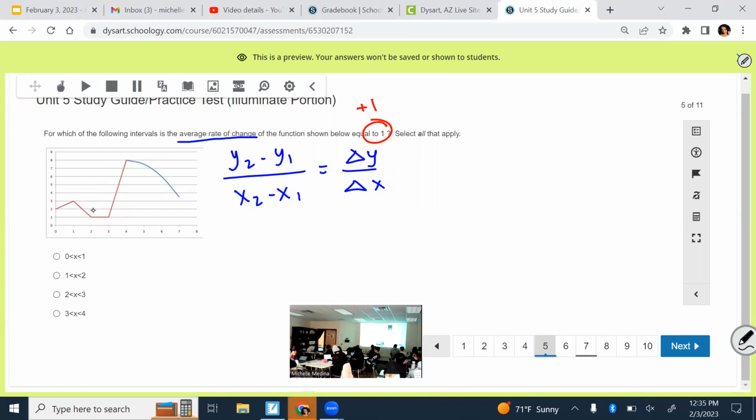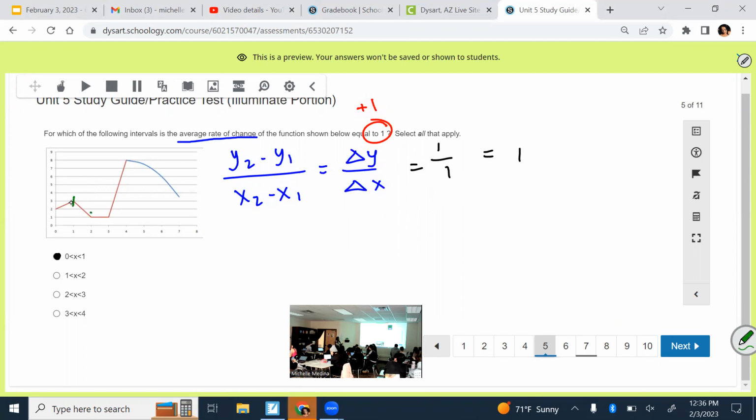So from 0 to 1 on the x. When I go from, let me look because I can't see that part. When I go from 2 to 3, how much am I increasing by? 1. When I go from 0 to 1, how much am I increasing by on the x? What's 1 divided by 1? So it looks like that's going to be my answer. But it may or may not be that easy on your test. If it says select all, you still have to check them all.